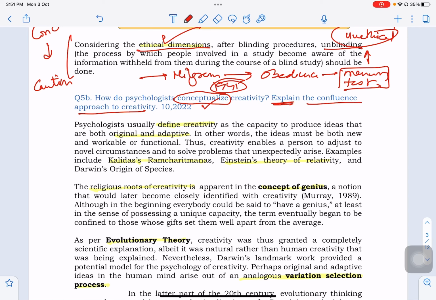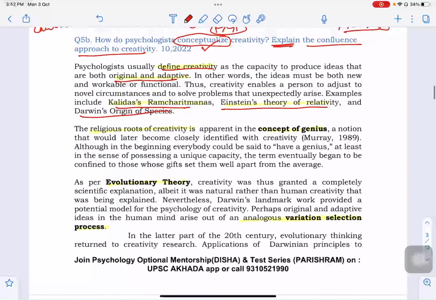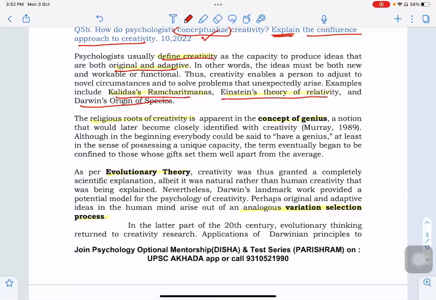So I started with the explanation or the definition of creativity. It should be original and adaptive, and give some examples. What are the creative examples? Like Kalidas, Ramcharitmanas, Einstein's theory of relativity, Darwin's origin of species. So these are various examples of creativity. As the roots of psychology is philosophy also, I started with that only. The religious roots for creativity, they talk of creativity as the concept of genius. Even Roman mythology or Greek mythology, they call any creative person a genius.